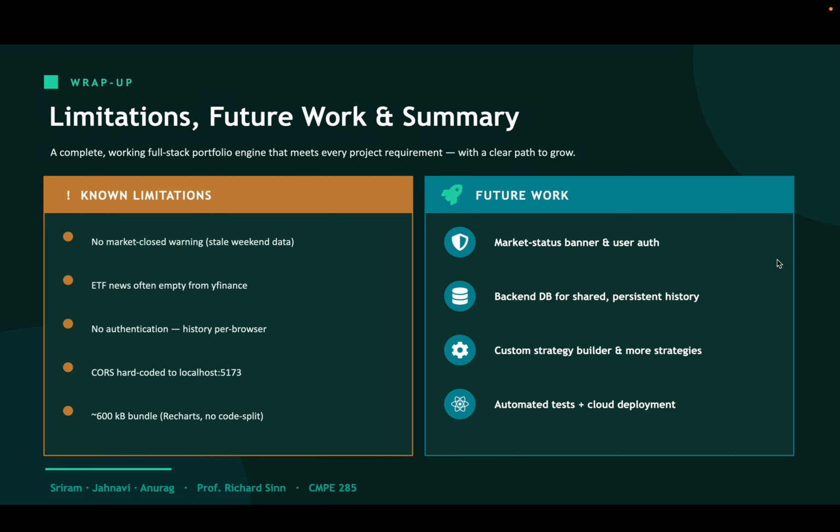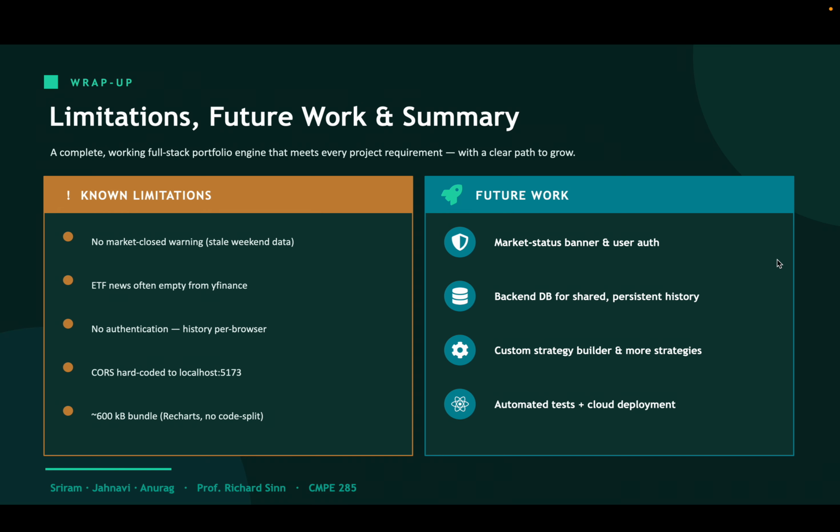Let me finally wrap up with the limitations, future work, and summary. We want to be honest about the current limitations of the project. For example, there is no warning shown when the stock market is closed, so on weekends the data could be a little stale. The news section is sometimes empty because the data source does not always provide it, and there is no user login yet, which means the saved history stays only on that one browser.